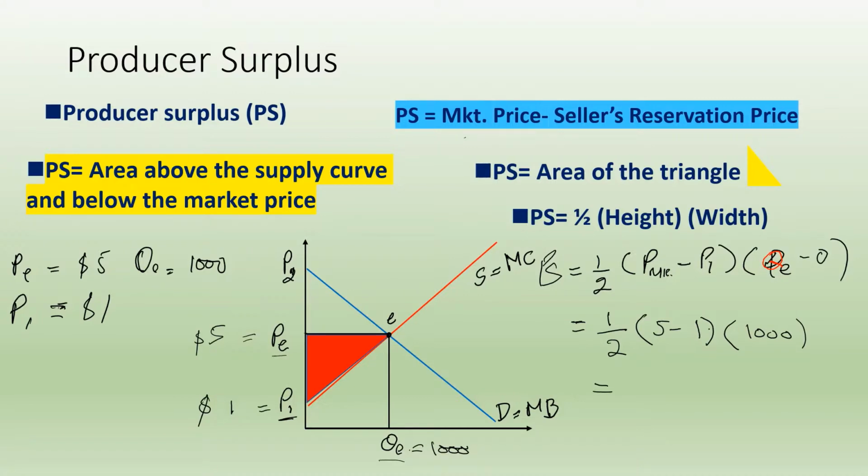So it is going to be half, and here you can see that we are going to have producer surplus equal to $2000. So total producer surplus is going to be $2000 for this market of rice. So this is the way we can compute and define the producer surplus diagrammatically.